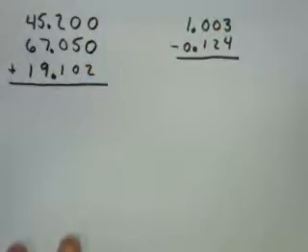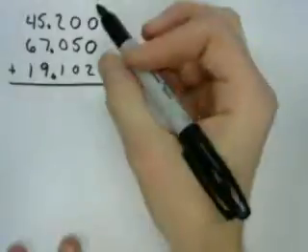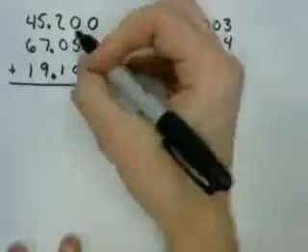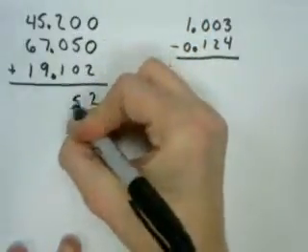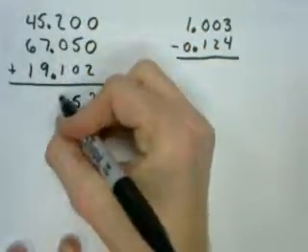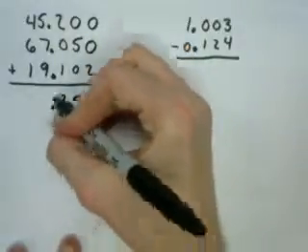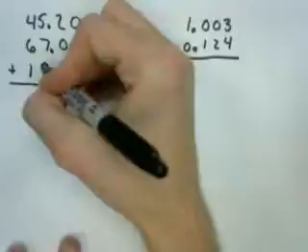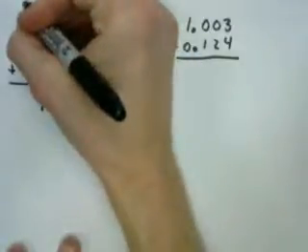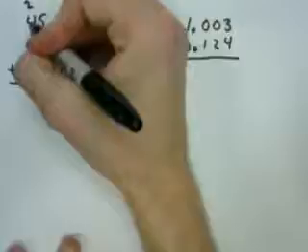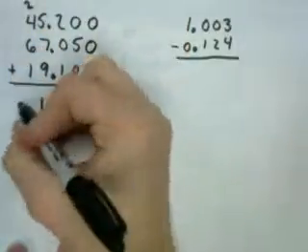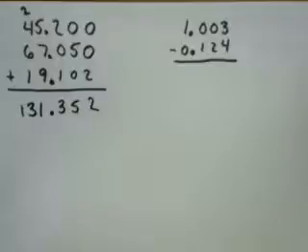Now that we have all our place values in place, we can just straight add. We have 0 plus 0 plus 2 is 2. 0 plus 5 plus 0 is 5. 2 plus 0 plus 1 is 3. The decimal comes down. 5 plus 7 is 12, plus 9 is 21, so I place a 1 and I carry a 2. 2 plus 4 is 6, plus another 6 is 12, plus 1 is 13. So here we have the answer to this addition problem. 131 decimal 352.